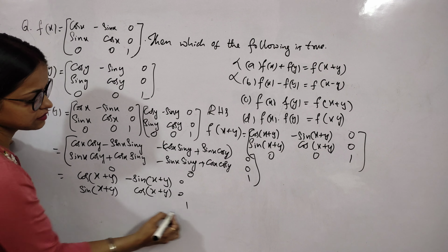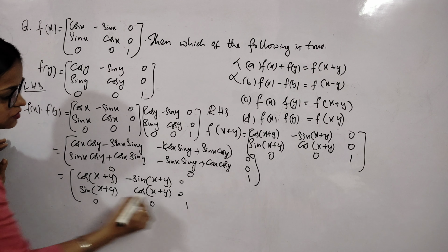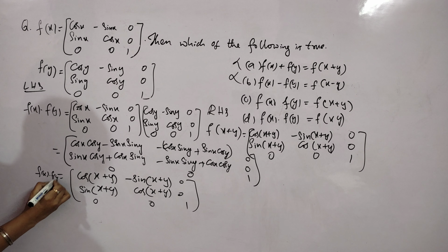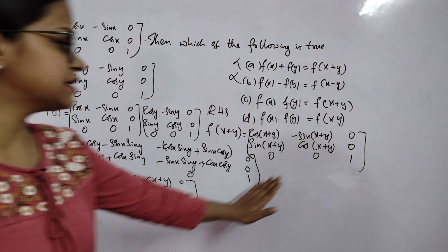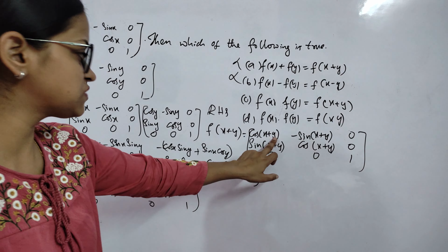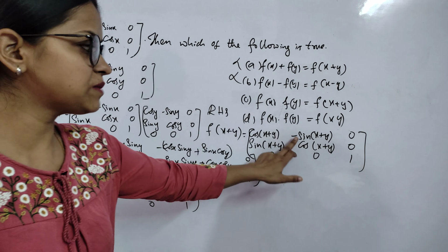Remaining is this. So on comparing, what do we get here? f of x into f of y is the LHS and this is the RHS. Comparing these two, it is matching: cos of x plus y, cos of x plus y, minus sin of x plus y, minus sin of x plus y.